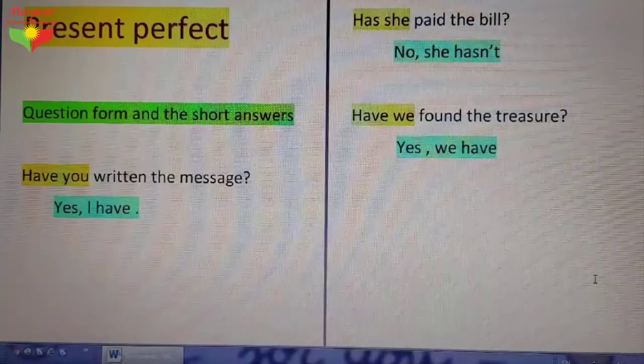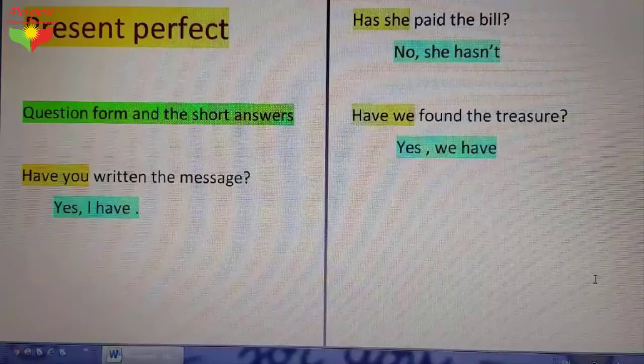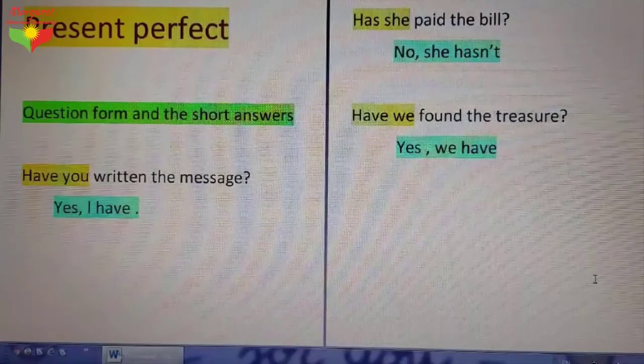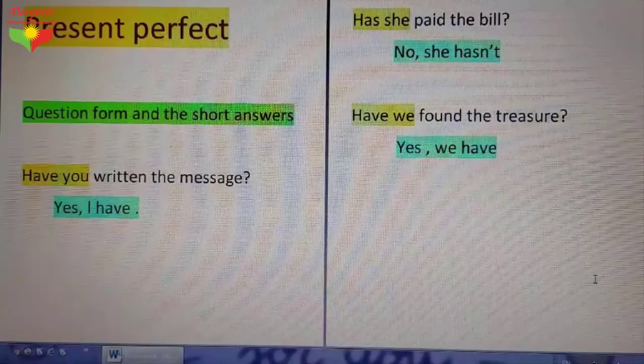This is the affirmative. Have you found the treasure? And we put the question mark. So the answer is yes, we have.